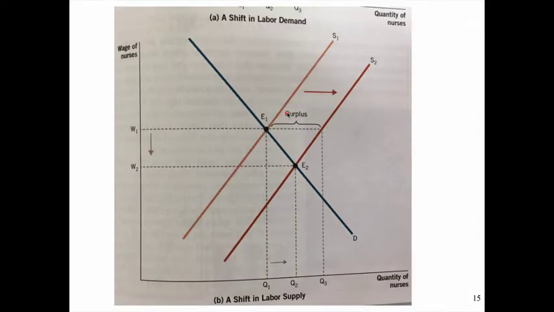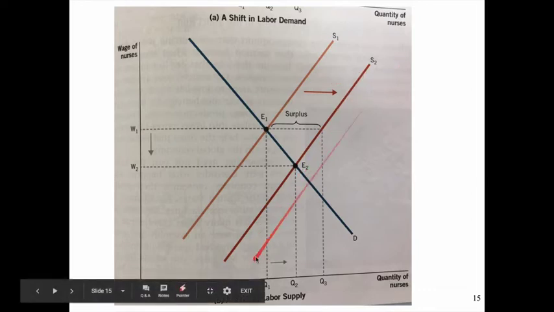So what if there's a situation where the supply of nurses goes up? Let's say, hey, you can make a lot of money being a nurse, and so more people go to nursing school, more people get degrees in nursing. That means the supply is going to shift to the right.